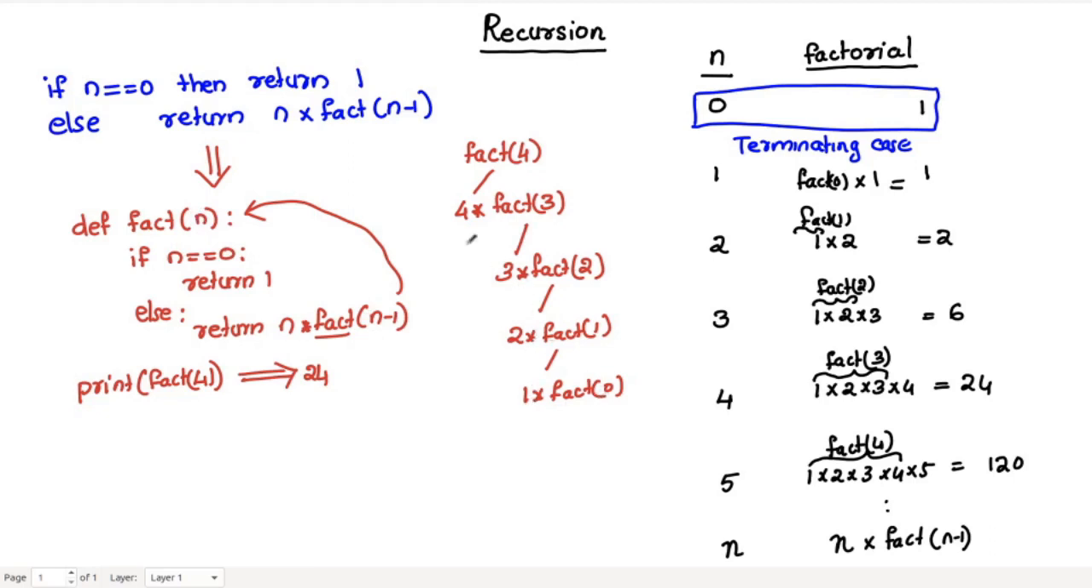So this function will return the value 1. So this value is 1 into 1, that is 1. This will be returned here. So the value of this will become 2 into 1, that is 2, which will be returned here. So this will become 3 into 2, that is 6. 6 will be returned here. 4 into 6, 24 will be returned and printed by this function. So this is how you see the value 24 on the screen.